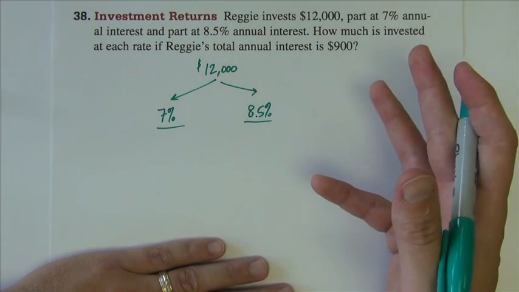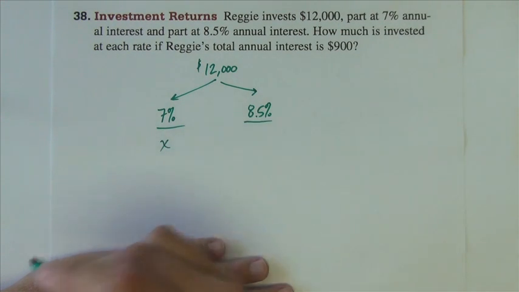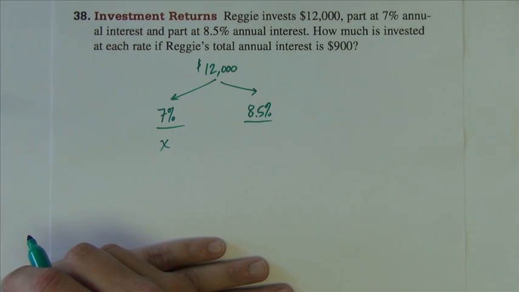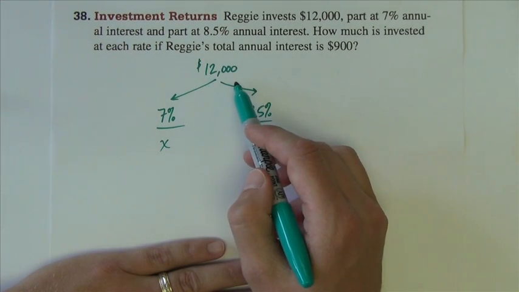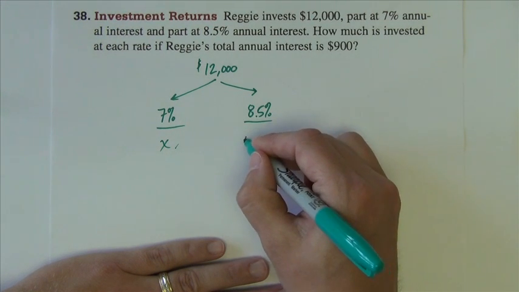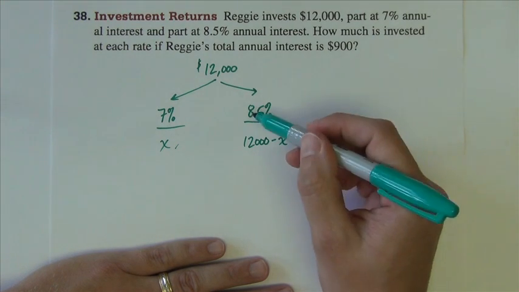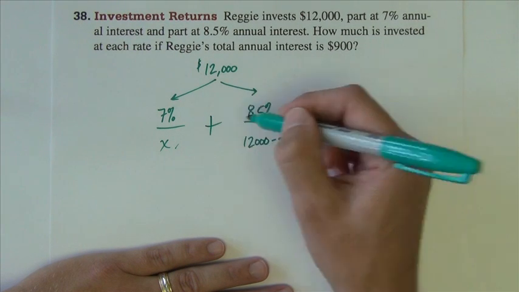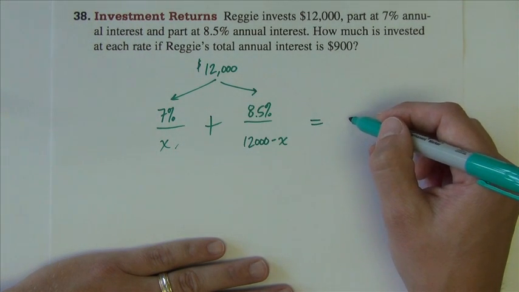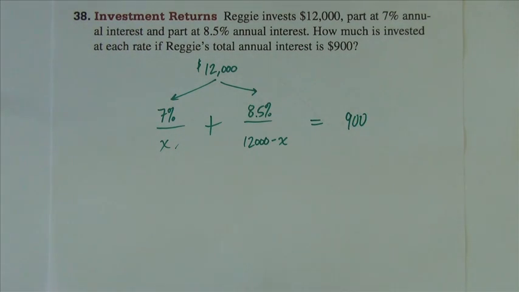Okay, so how much did he put where? That we don't know. So let's say he put X amount here. And if he had $12,000 to start and he put X of it here, then he has $12,000 minus X left over to put in this one. Okay, so mixture problem. We're combining these two amounts to equal his interest, which was $900. Okay, there's kind of my visual, my setup of the problem.